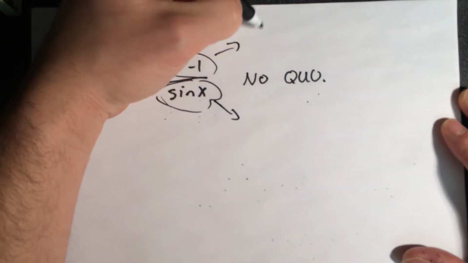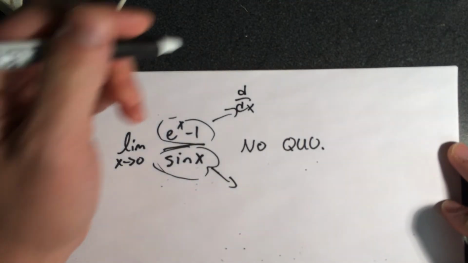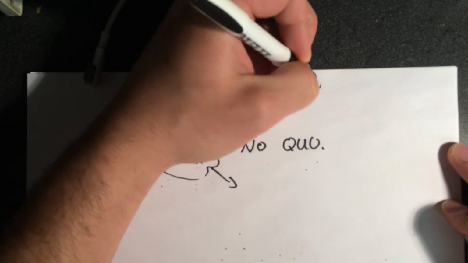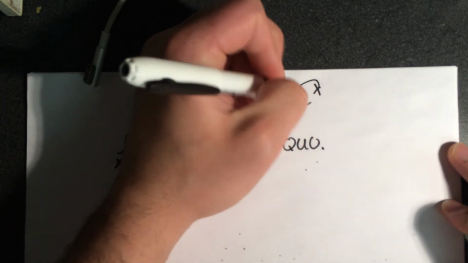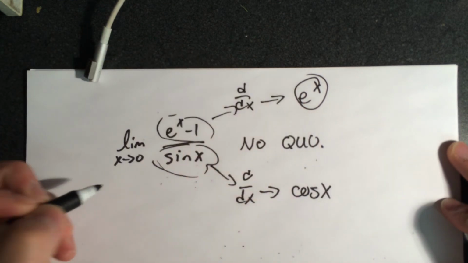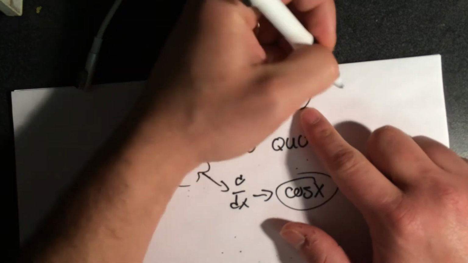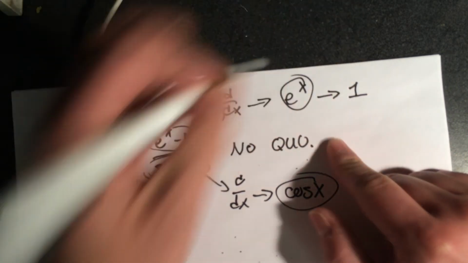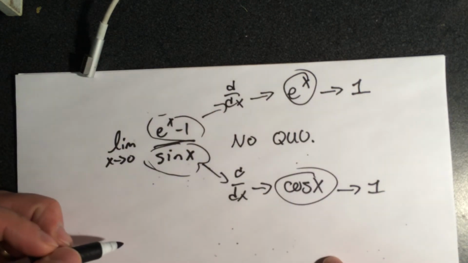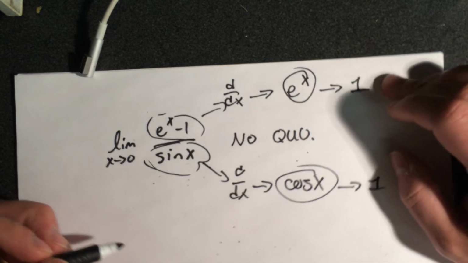So the derivative of the top, d dx on the top, is e to the x. If I differentiate the top, I get e to the x, and the derivative of minus 1 is 0. And if I d dx the bottom, I get cosine x. Now let's look at how fast those are. If I plug in 0, the top goes to 1. And the bottom, if I plug in 0, is also going to go to 1. So it stands to reason that this ends up resulting in an answer of 1.